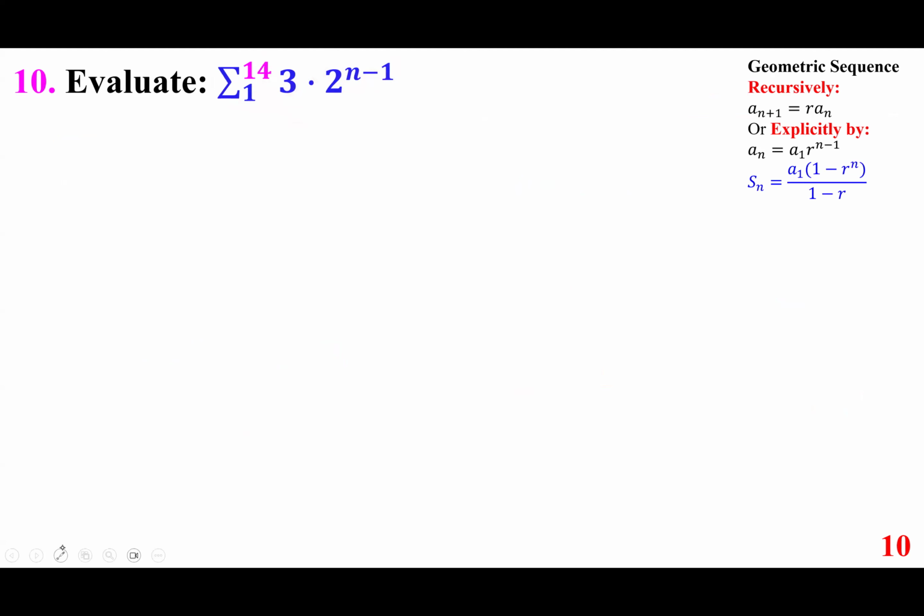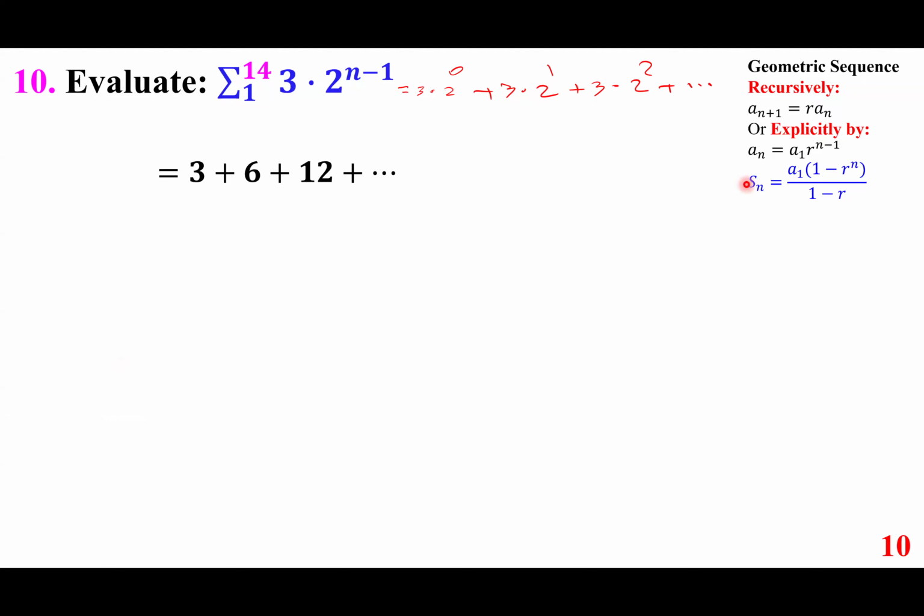Let me just quickly show you that. So this means 3 times 2 to the power of 0 plus 3 times 2 to the power of 1 plus 3 times 2 to the power of 2 all the way to the end. Now, of course, this one is 1, so this becomes 3. This one is 2, this becomes 6. This is 4 times 3, becomes 12. You just have to add them up.